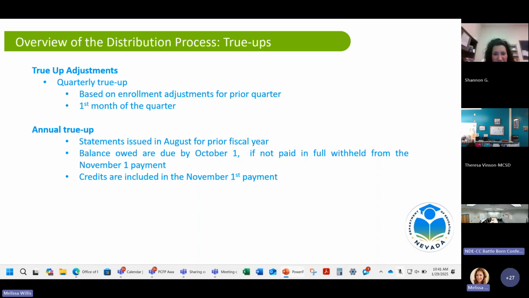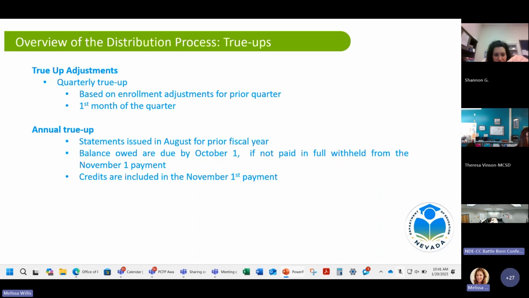So if you had more enrollment than was projected or included, we would be providing you additional revenue. If you had less enrollment, then there would be a true up. We would subtract that from your monthly payment, that first payment of the quarter.